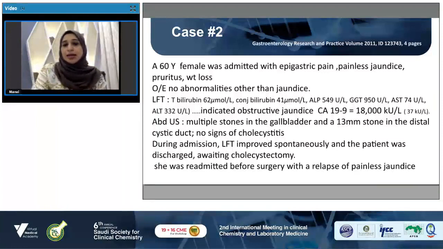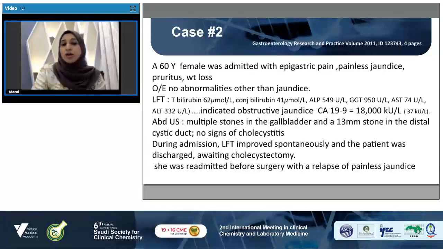A 60-year-old female was admitted with epigastric pain, painless jaundice, pruritus, and weight loss. Physical examination showed no abnormality apart from her jaundice. Her LFTs showed obstructive jaundice. However, her CA19.9 was 18,000. Her abdominal ultrasound showed multiple stones in the gallbladder, and probably a 13-millimeter stone in the distal cystic duct, but there were no signs of cholecystitis.